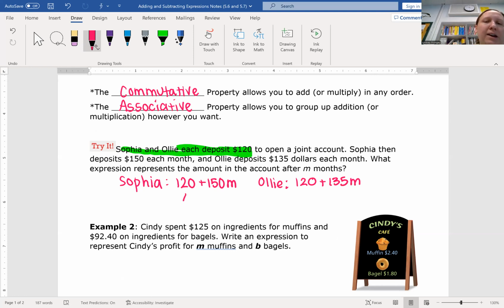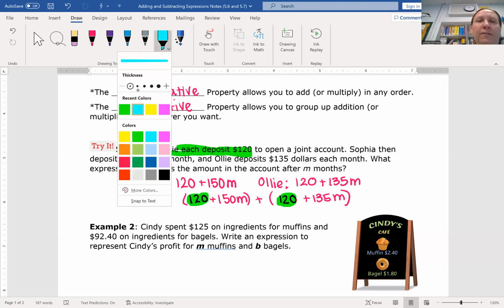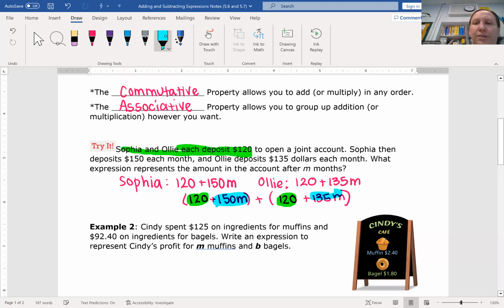So I'm really going to write this out because we are combining together our 120 plus 150M plus our 120 plus 135M. But really that just means we can put our constants together and our M's together. So our final answer would be something like 240 plus, what is that, 285M. And once again, if you had the M's first and then the 240, that is fine as well.